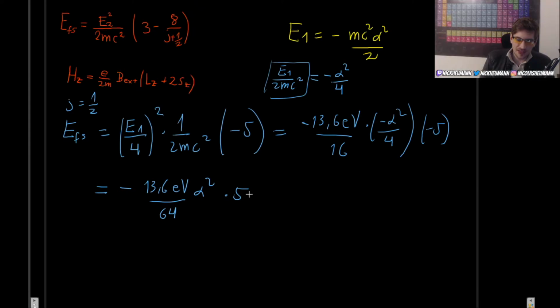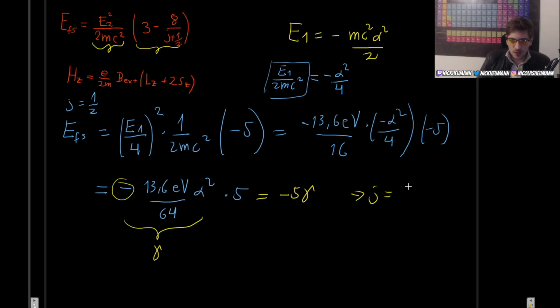And since this 5 came from the part that depends on J, from this right here, and all of this did not depend on J at all, right? This simply came from here. Then this part right here we will call gamma, to use the same notation as Griffiths. So we can simply write, except for this minus sign, by the way, this came from 5. So this would be minus 5 gamma. Okay, amazing. So that is the case for J equals 1/2.